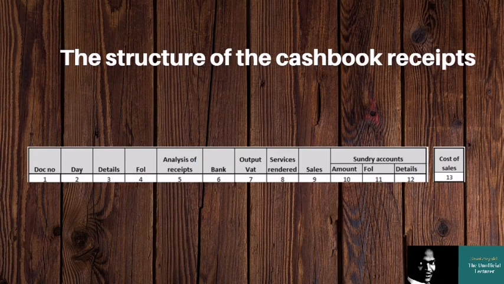Then number 13, this column is used to record the value of trading inventory forfeited, which is at cost price, with every cash sale that has taken place. The total of this column will be debited to the cost of sales at month end, and it will be credited to the trading inventory account.